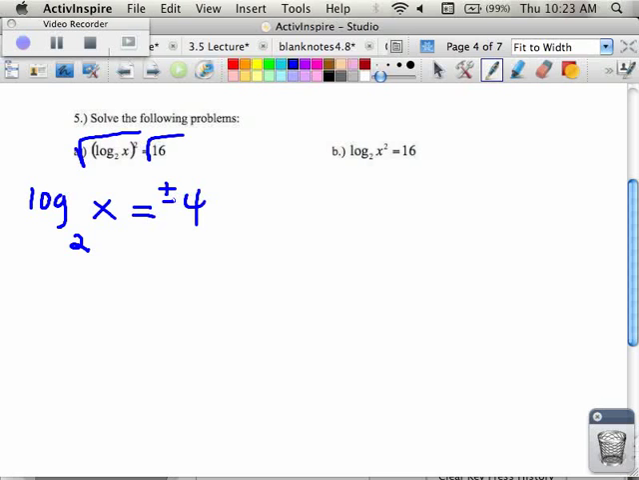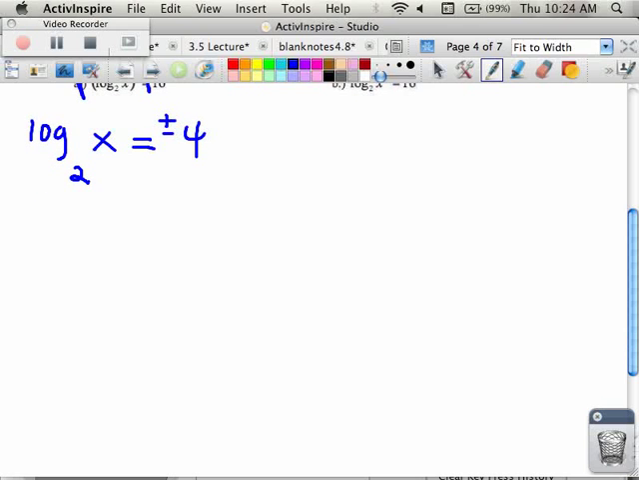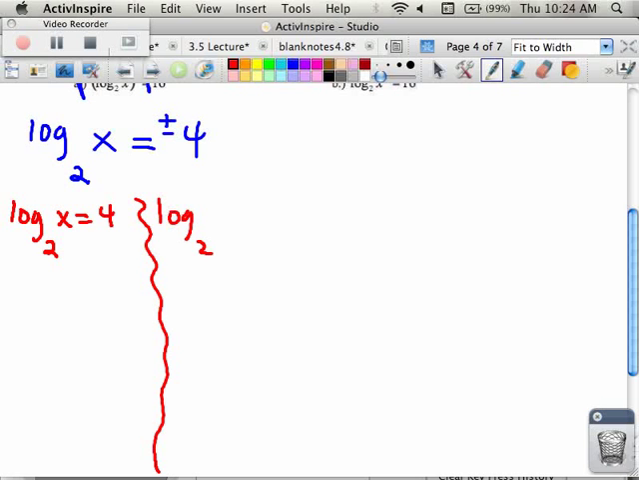So this really means there are two separate problems that are occurring for us. The two separate problems are that I have the log base 2 of x equal to 4, and the other problem is that I have the log base 2 of x could be equal to negative 4. Those are the two problems that are happening.